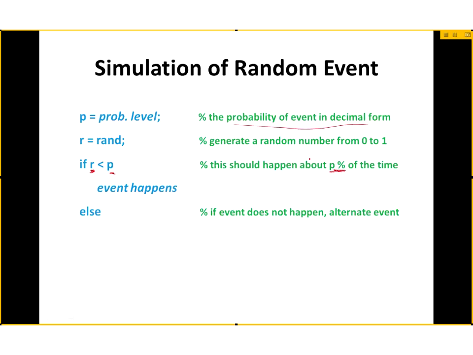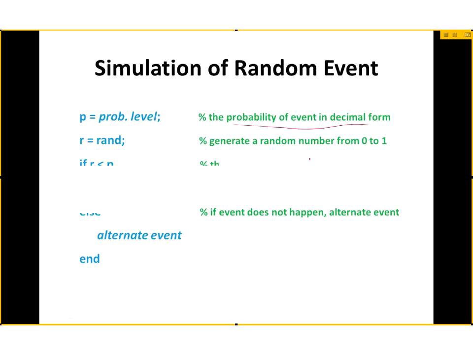And then, of course, often we want to know what happens if the event does not happen. There's often an alternate event. Of course, if you're flipping a coin, if r is less than p, we'd say that we got a heads. Otherwise, of course, we got tails. So if it's a dichotomous outcome, one thing or the other, then you would typically have this structure. If r is less than p, the event happens, else the alternate event happens.